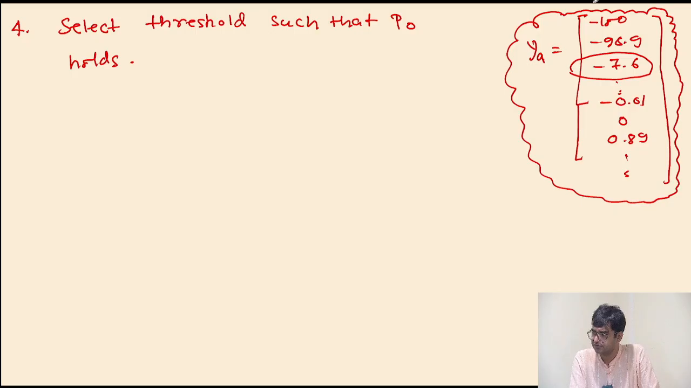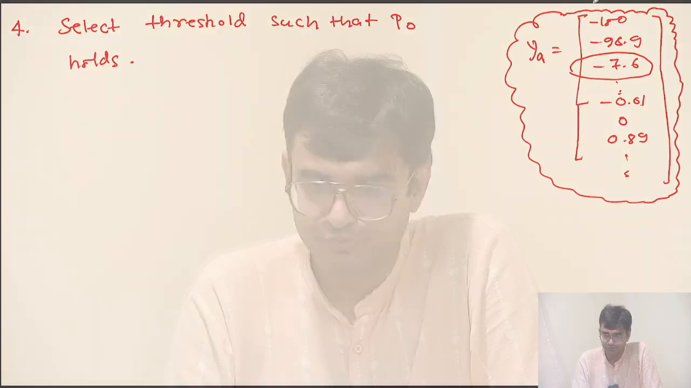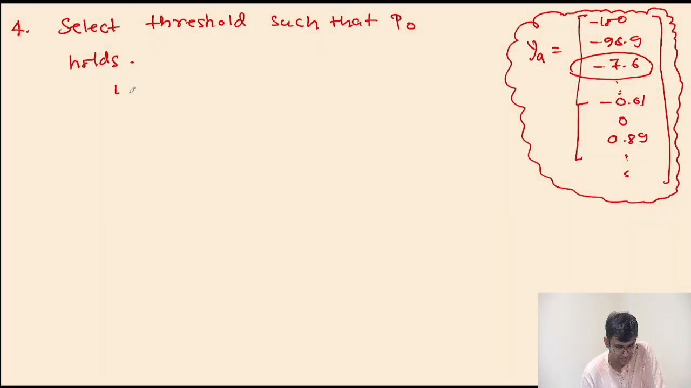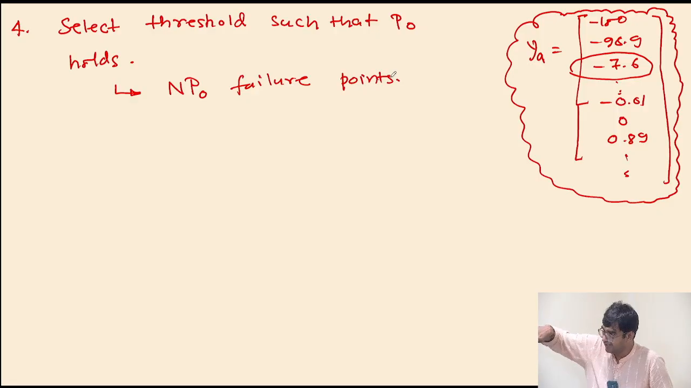Okay. The subset part is clear. What will happen? Okay, but the subset part is not yet there. Subset again, you will not select that. It will come out automatically. So select threshold such that P0 holds, which is equivalent to n times P0 failure points, which is equivalent to n times P0 is the index at which you will set the threshold. This is what it means. Like it was 3 because 0.3 times 10. So n times P naught is the index in that array that you will select.